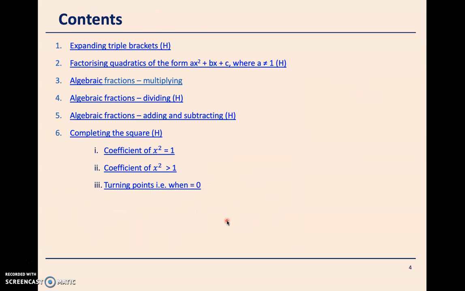So here's the contents for this topic. First, we're going to be looking at expanding triple brackets for our first lesson. Then we're going to move on to algebraic fractions, adding, dividing, multiplying these, and completing the square.